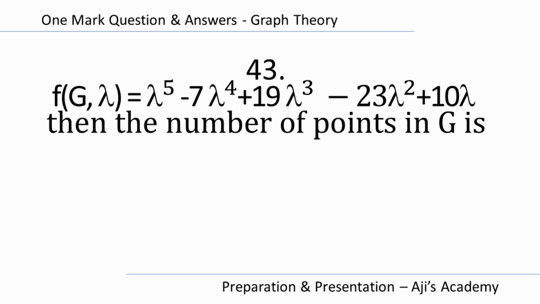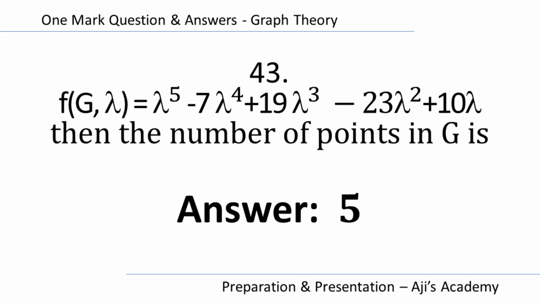Number 43. F of G comma lambda equal to lambda power 5 minus 7 lambda power 4 plus 19 lambda cube minus 23 lambda square plus 10 lambda. Then the number of points in G is what? So this is a simple, repeated question. If one chromatic polynomial is given, then the degree of that polynomial is same as the number of vertices of the corresponding graph. So the number of points in given G is 5. Answer is 5.